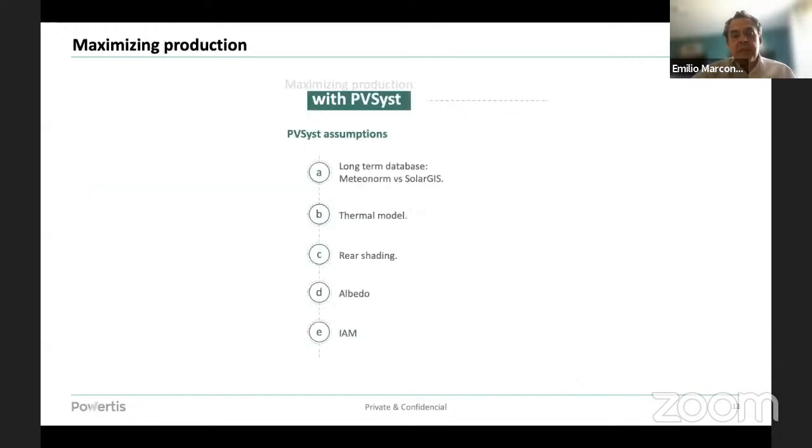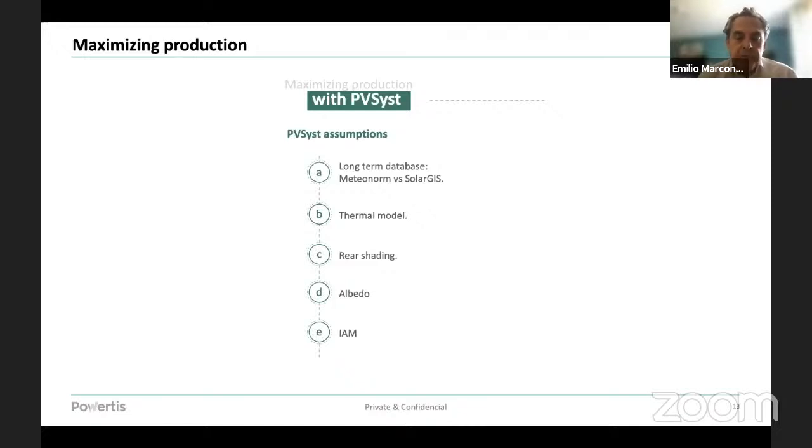And basically, just to finalize, when we do the PVsyst, what we like to consider is long-term databases. It has been said before. Meteonorm is the default, but sometimes it pays off to pay for other databases, which would be a bit more accurate. And normally, not always, but normally we'll get higher returns, higher GHIs.